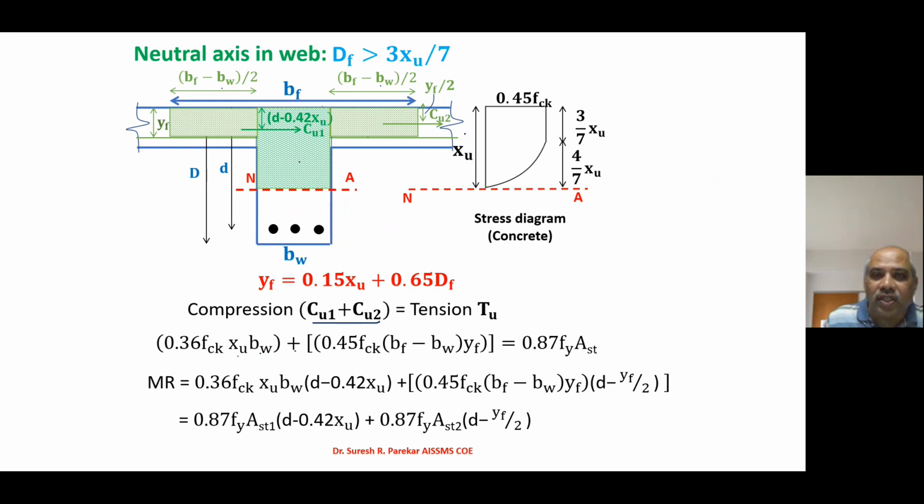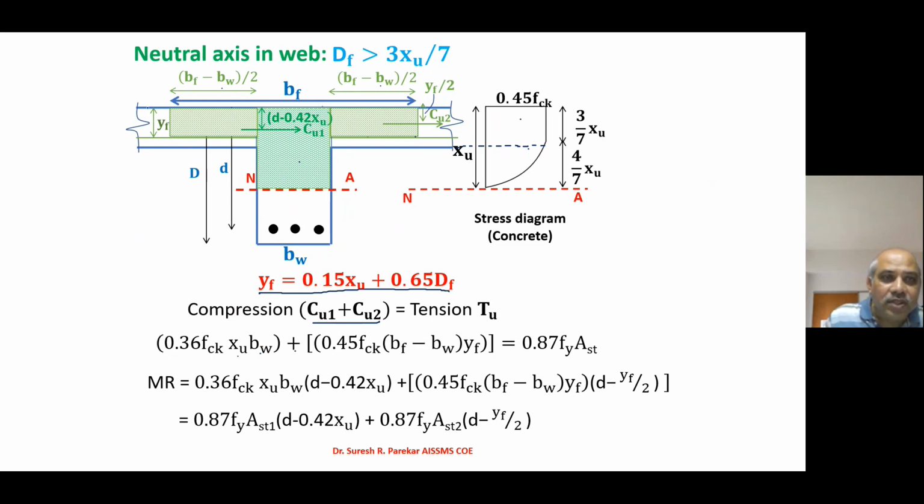Now what is the change? Now you can see, we have a combination, means we have a rectangle and also a parabola, and it is difficult to calculate stress in the concrete below the rectangle. Therefore the IS code has given an effective depth. And if we go to Annex G, page number 97, they have given this value of YF, 0.15 XU plus 0.65 DF.